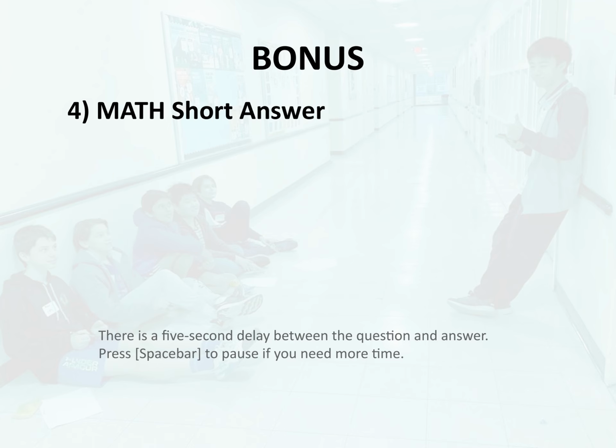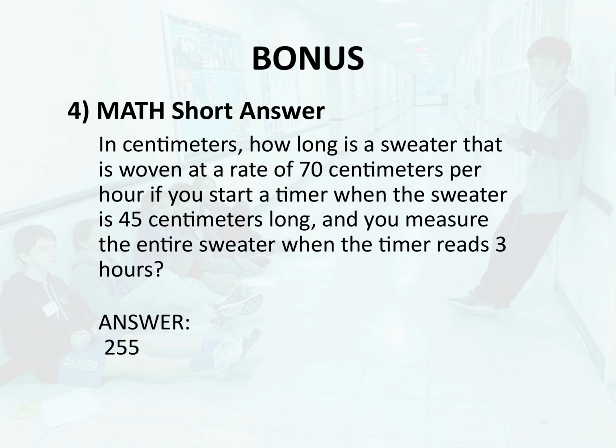Bonus 4. Math. Short answer. In centimeters, how long is a sweater that is woven at a rate of 70 centimeters per hour if you start a timer when the sweater is 45 centimeters long, and you measure the entire sweater when the timer reads 3 hours? Answer, 255.